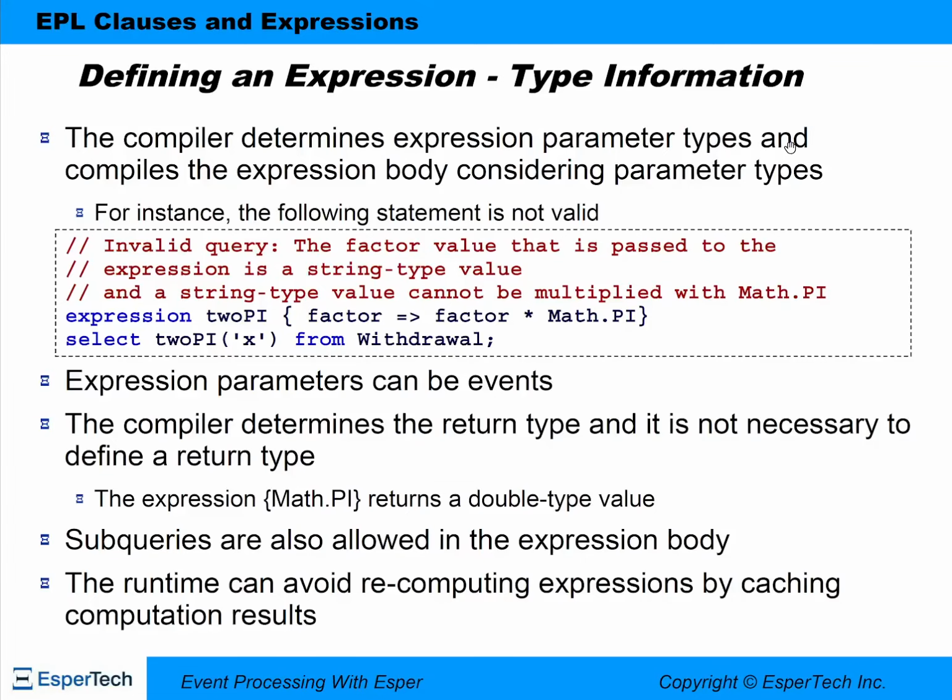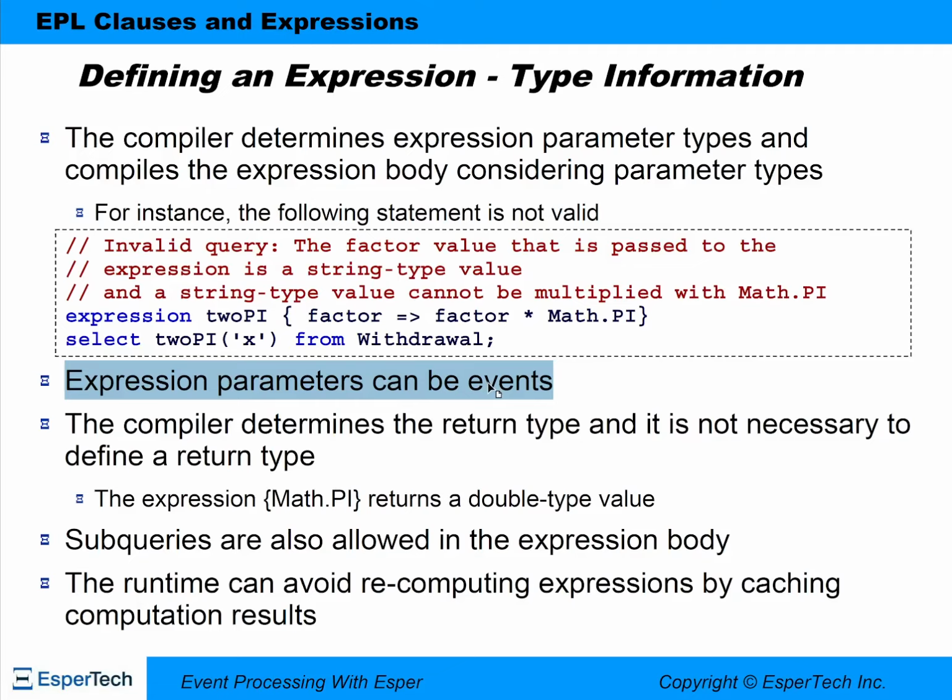The compiler determines expression parameter types and compiles the expression body considering parameter types. For instance, the following statement is not valid. Invalid query: the factor value that is passed to the expression is a string type value and a string type value cannot be multiplied with Math.PI. Since the query is invalid, we'll skip it.